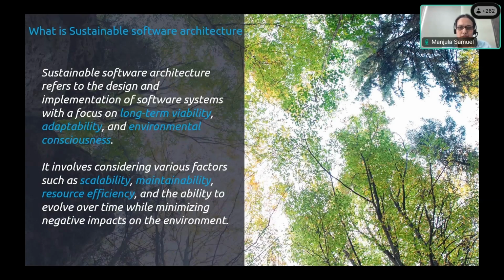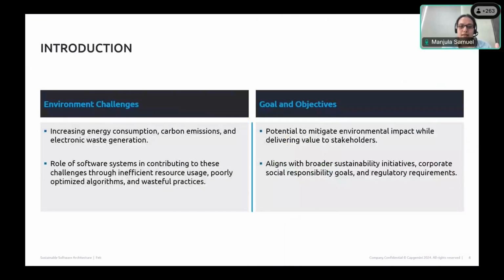So what kind of environmental challenges led to it? These are the increase in energy consumption, carbon emissions, electronic waste generation, and the role of system software that is contributing to these challenges through inefficient resource usage, poorly optimized algorithms, or not following the right best practices. The goal and objective is to mitigate the environmental impact while delivering value to the stakeholders, and secondly, to align with the broader sustainability initiatives, corporate social responsibility goals, and regulatory requirements.